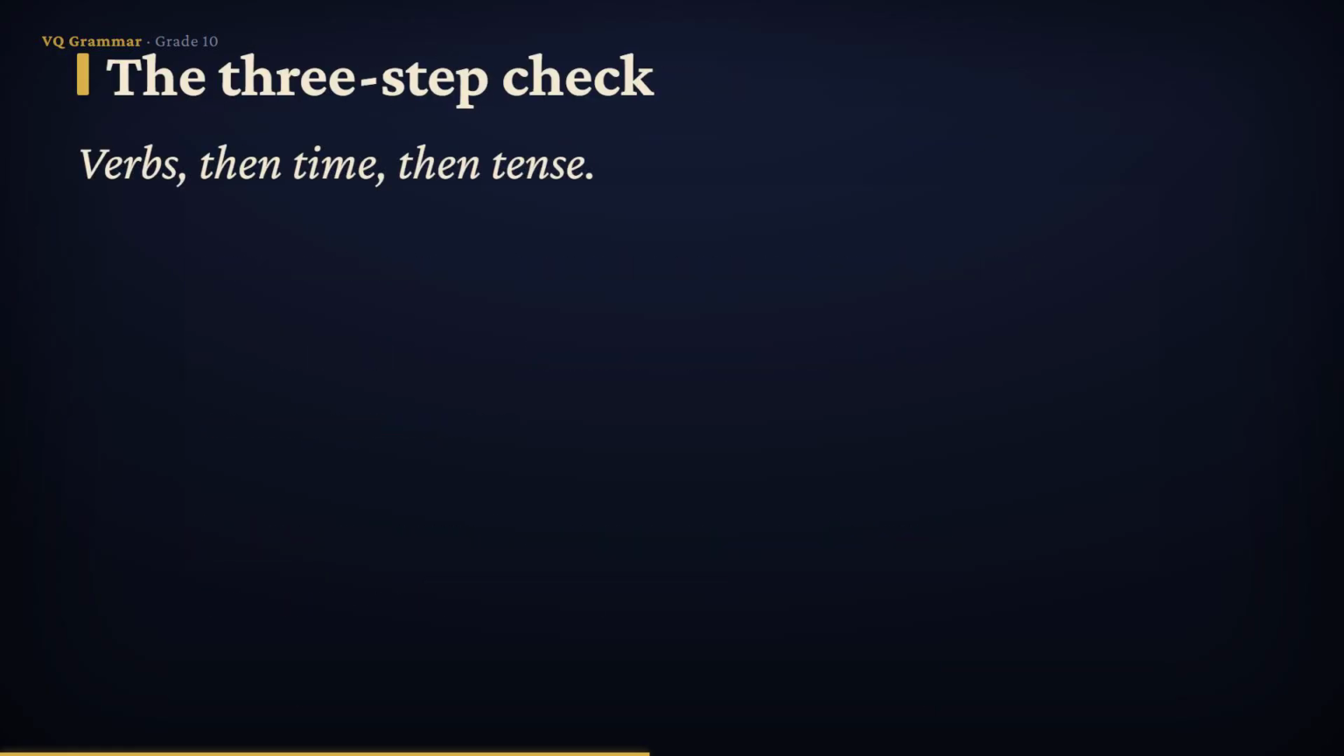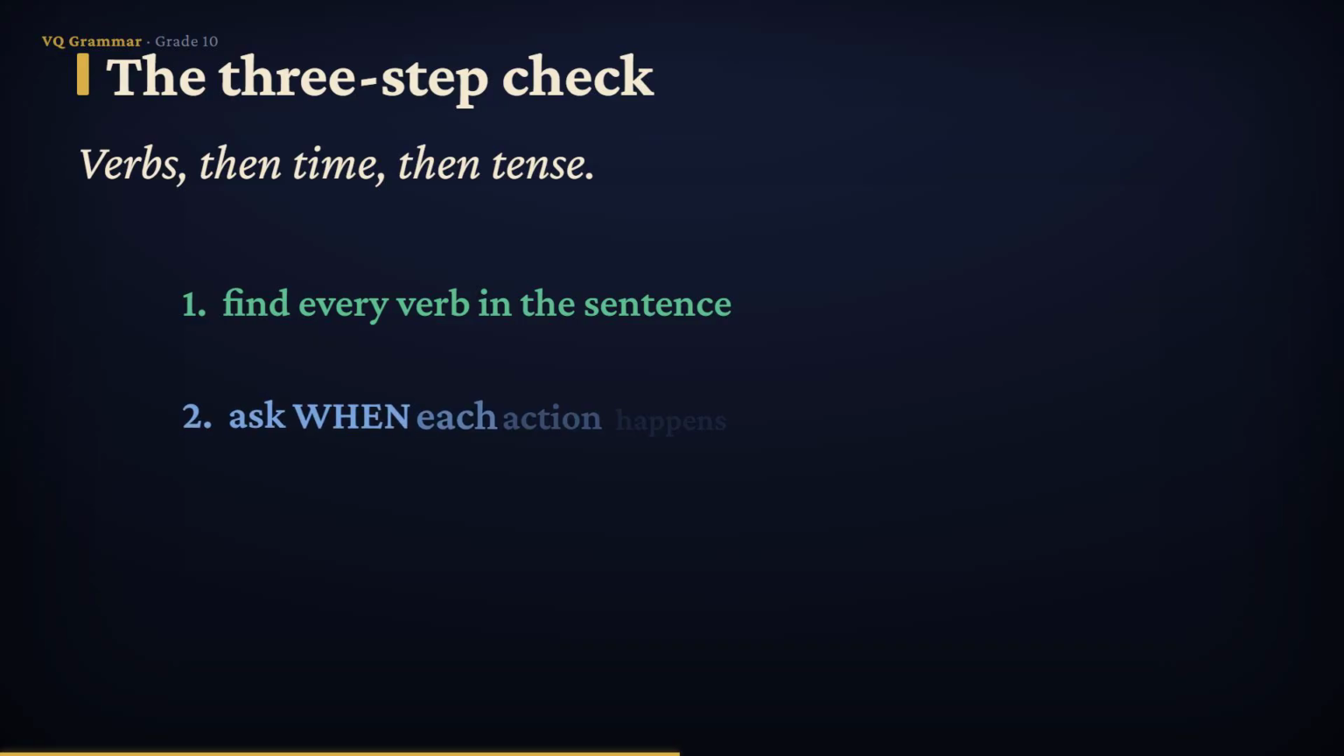Let's turn all of that into a check you can actually run. Step 1. Find every verb in the sentence. Every single one, not just the first. Step 2. Ask when each action happens. Is this one earlier, later, or right alongside the other? Step 3. Make the tenses reflect that answer. Same time, same tense.